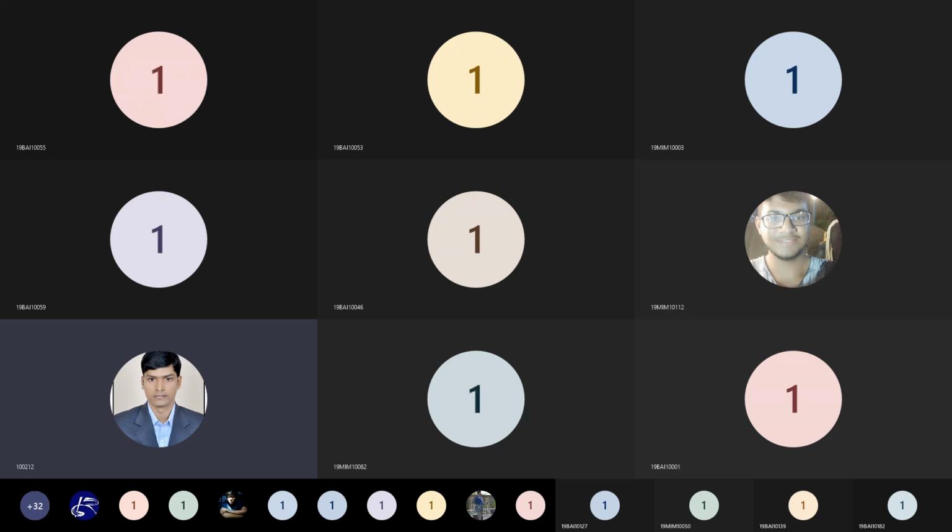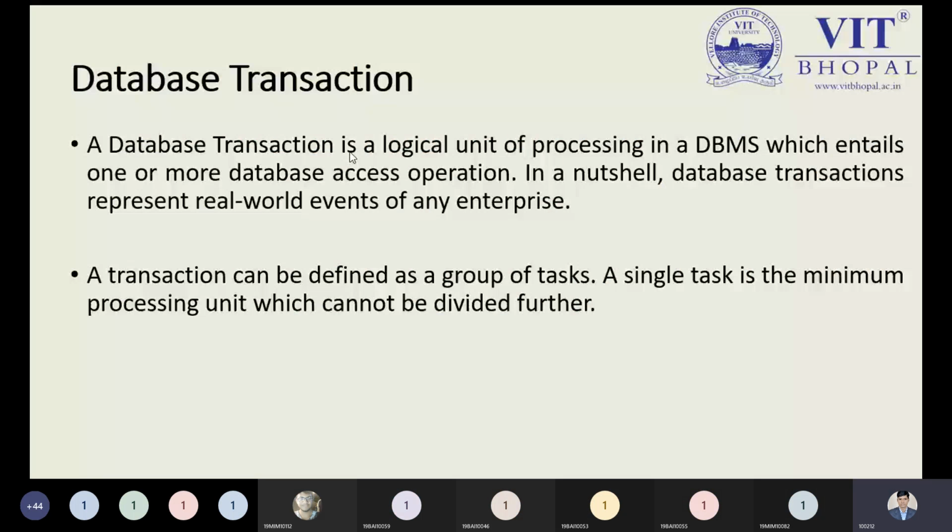My dear students, the topic today is transaction management and its properties. Its properties means transaction properties. So before learning about the transaction, we have some theoretical part in a small way, and we will see what is meant by the transaction and what is the need of the transaction.